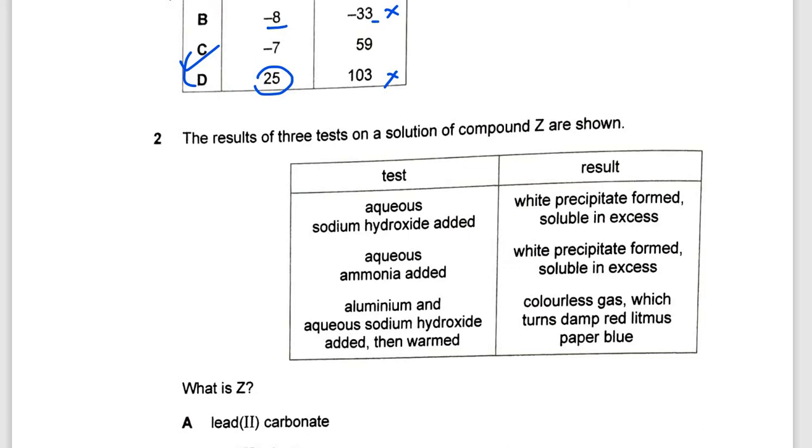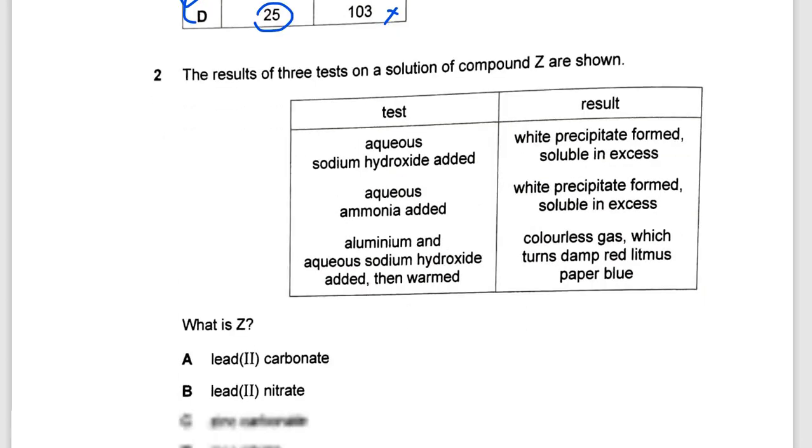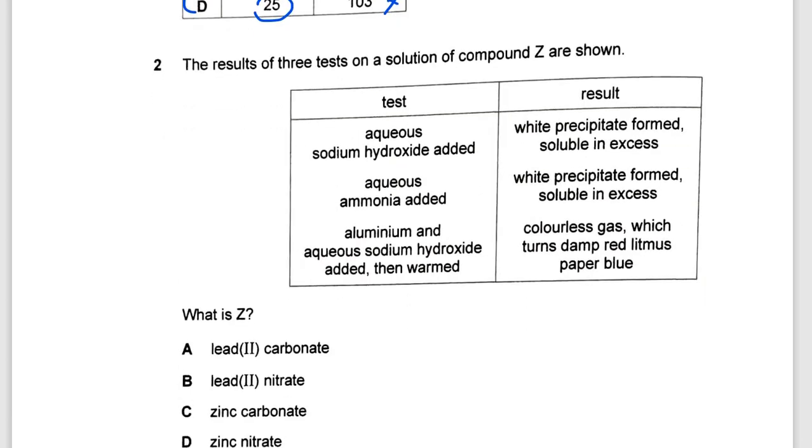The results of the tests on a solution of compound Z are shown here. So you have a test, you have a result. What is the test? Aqueous sodium hydroxide you are adding. So you have a compound Z, and I am adding aqueous NaOH, and I am seeing a white precipitate that is soluble in excess. If aqueous ammonia is added, a white precipitate is formed, soluble in excess. So again they are giving you a hint. What is possible?